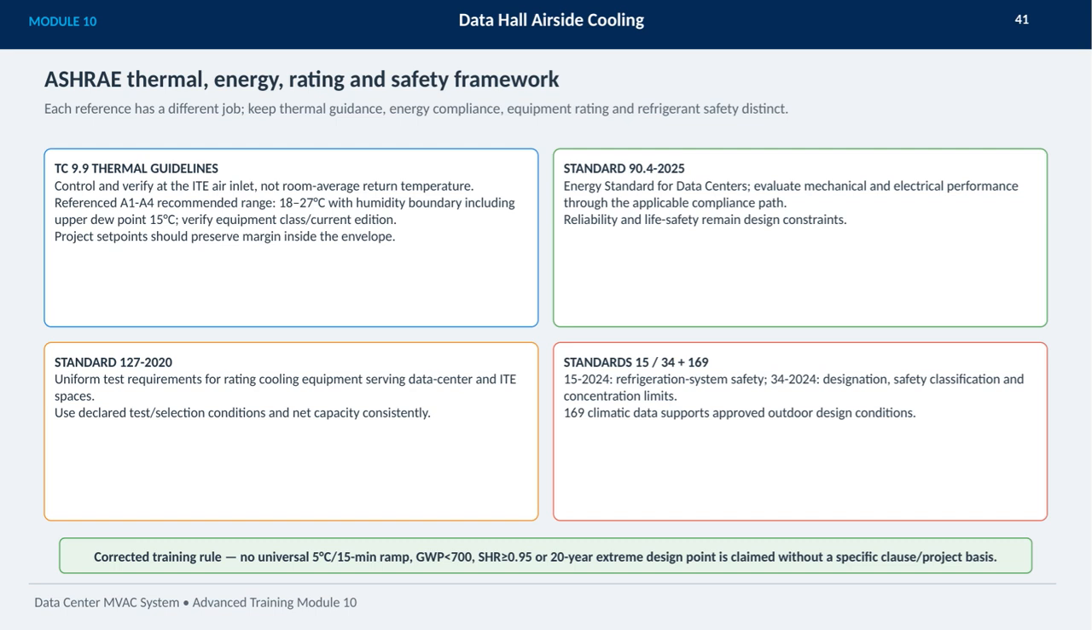Standard 127-2020 ensures uniform test requirements for cooling equipment ratings, urging consistency in declared test conditions and net capacity. Then Standards 15, 34, and 169 address refrigerant safety, classification, concentration limits, and climatic data essential for outdoor design conditions. Finally, an important training correction to note. There's no universal 5-degree, 15-minute ramp or guaranteed metrics like GWP below 700 or SHR above 0.95 without a specific clause or project basis. This layered framework ensures we approach data center cooling with precision and safety in mind.